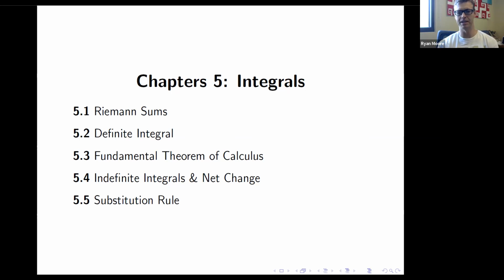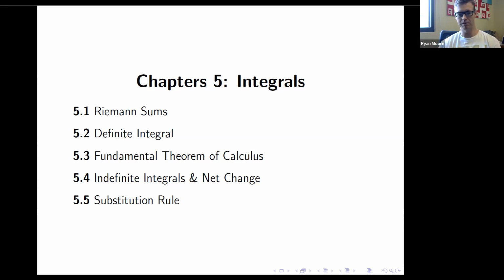Riemann sums and the definite integral lay the foundation, and then in 5.3 we see the fast method with the fundamental theorem of calculus. Once we have that, then in 5.4 we're going to expand our understanding of integrals with indefinite integrals and net change. Net change is like our first exposure to an application with integration.